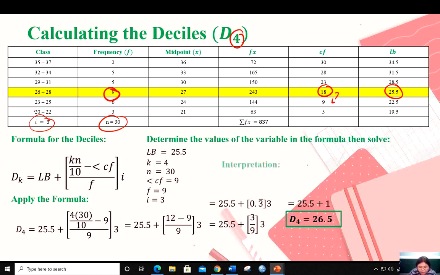So, our interpretation, so we can say that therefore, 40% of the data has a value of less than or equal to 26.5. Also, we can say that 60% of the data has a value of greater than 26.5.